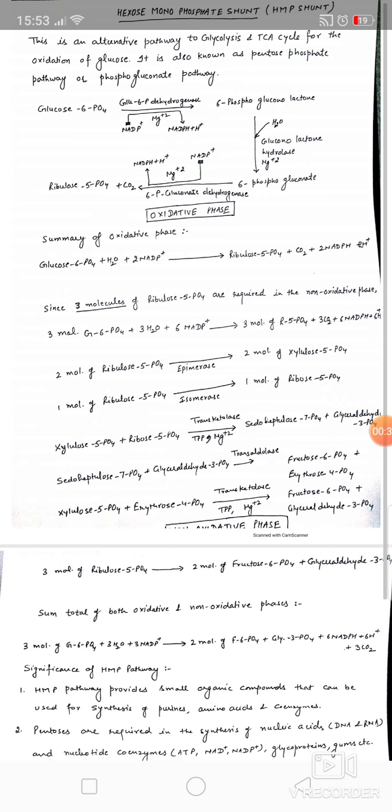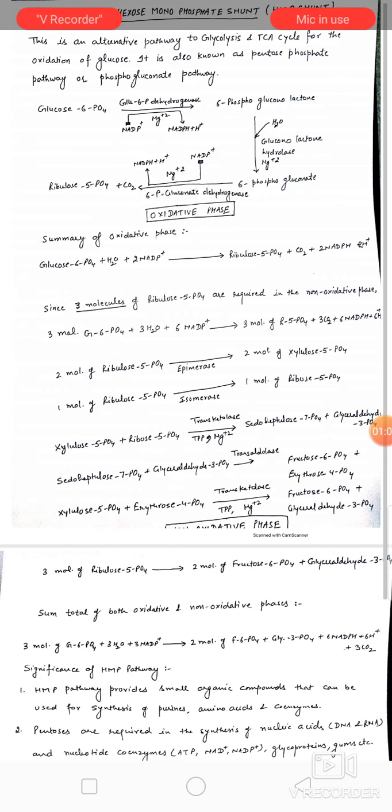In the oxidative phase, the first step is the formation of 6-phosphogluconolactone from glucose 6-phosphate in the presence of the enzyme glucose 6-phosphate dehydrogenase, and in this reaction one NADP positive is converted to NADPH plus H positive. In the next step, 6-phosphogluconolactone is converted into 6-phosphogluconate in the presence of the enzyme gluconolactone hydrolase.